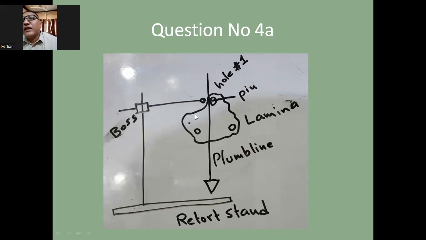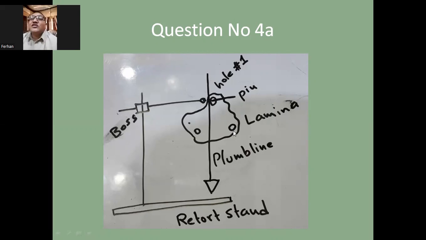And when this lamina becomes steady, you will take your plumb line and hang that plumb line vertically in such a way that your plumb line will be very close to this pin. So this string will be vertical. So along this string, draw a line on the lamina.